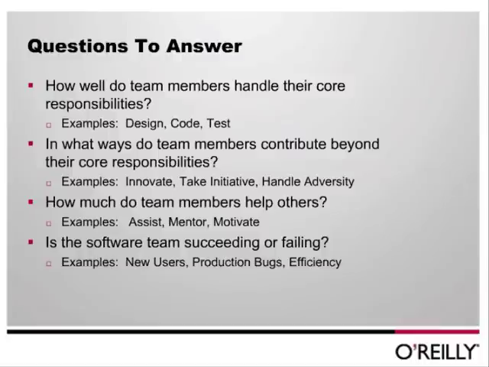Is the software team succeeding or failing? This is a key one I mentioned before, and something I think in general we all can do better at, which is really figuring out how we measure our successes or where we could have more success. So we can look at new users or lost users. We can look at production bugs. We can look at customer support issues. We can look at the time frame to deliver certain amounts of work. All of those are things we could measure.